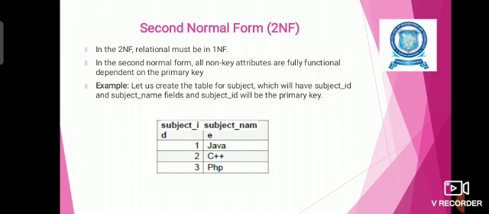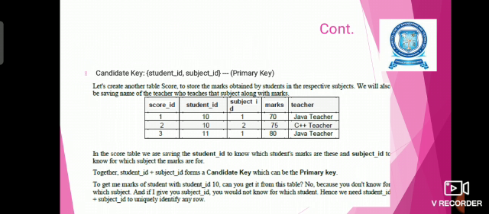Let us create the table for the subject. The subject table has 2 attributes, subject ID and subject name, and here the subject ID is the primary key. We are also considering another table to store the score details of the students, the score table. The score table has the attributes score ID, student ID, subject ID, marks and teacher.